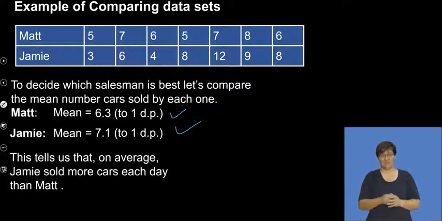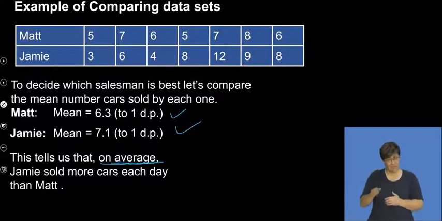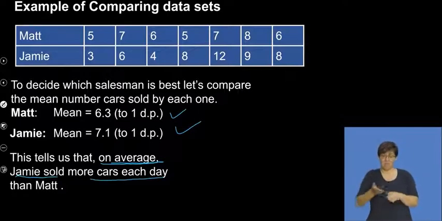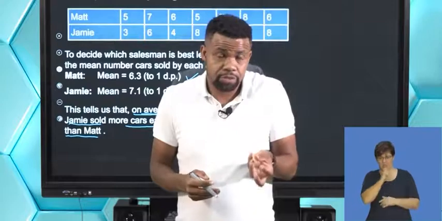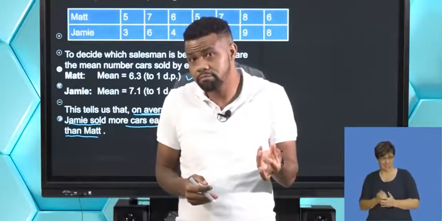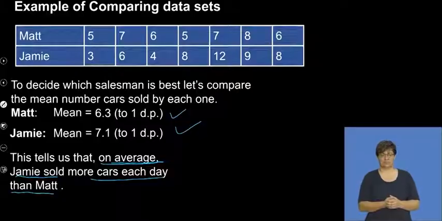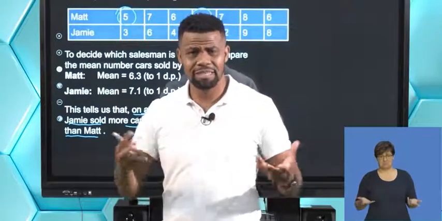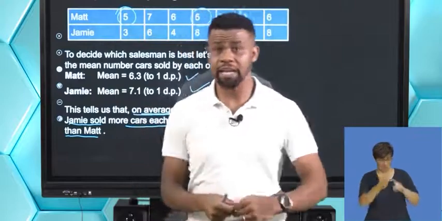So this tells us that on average, Jamie sold more cars each day than Matt. That's the meaning of this. Just on average. Okay. So that's one measure we used. So can we look at something else? There's no mode for both. If you look at Matt, the mode is 5. Does it tell anything? Under Jamie, there's no mode. No frequent number that occurs the most. So I don't think we can make any analysis from that.